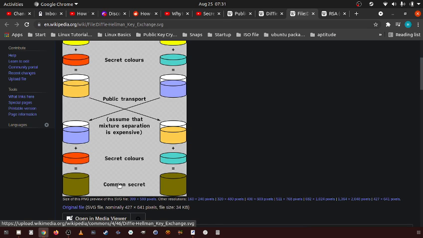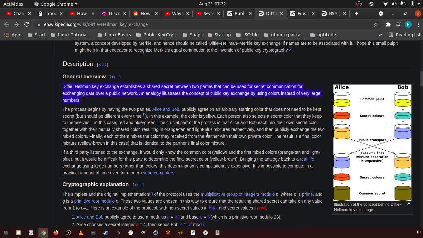And this shared secret is how people exchange keys for AES, so they can communicate securely over a network. AES being the Advanced Encryption Standard for symmetric key cryptography. Anyway, so that's what Diffie-Hellman is. It's really hard to explain, but I'll just try and read this.